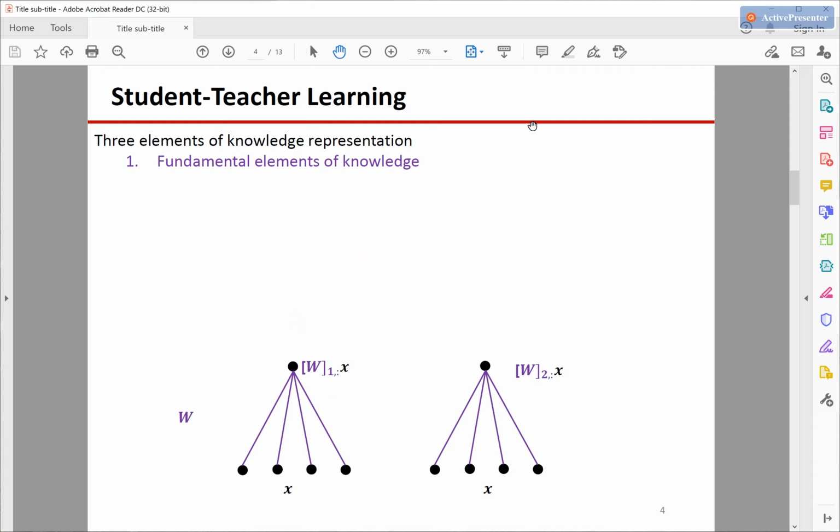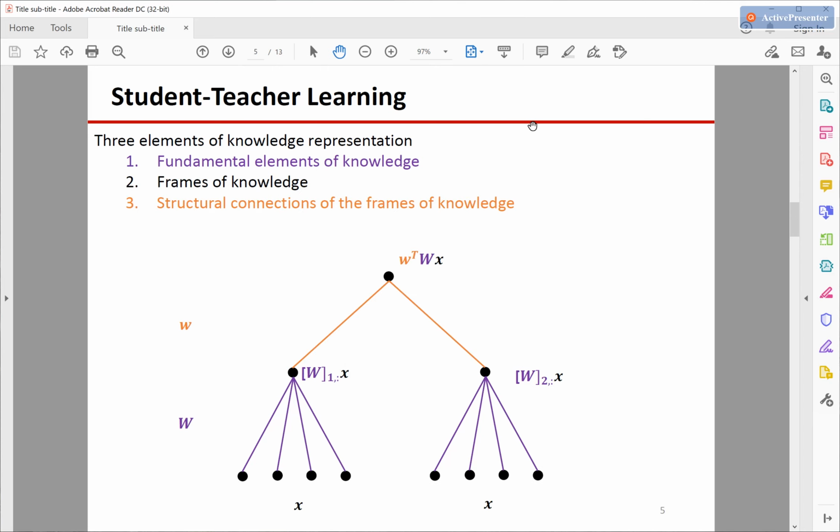The so-called fundamental elements of knowledge are just the hidden neurons of the network. And the structural connections are small w in orange. They linearly combine the features. Frames of knowledge are not very important. They're the activation functions of the neural net, which in our case is just the identity function. So that's not very important. We are only concerned with 1 and 3.